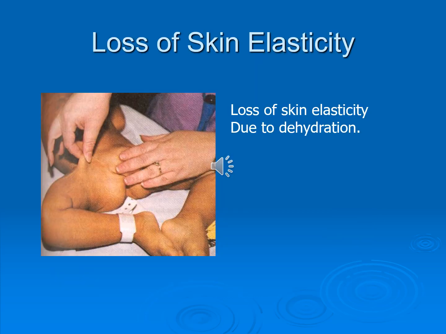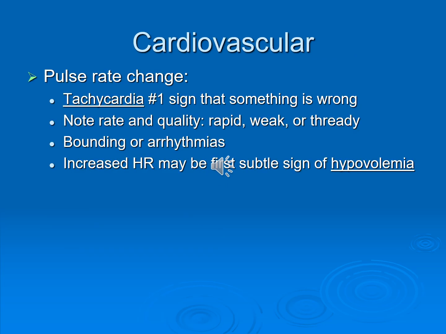Sometimes on a child, you need to look at different places to determine the elasticity of their skin. So this picture is showing you that there is a loss of skin elasticity due to dehydration. When we assess their cardiovascular system, you will notice a pulse rate change. Tachycardia is going to be the number one sign that something is wrong.